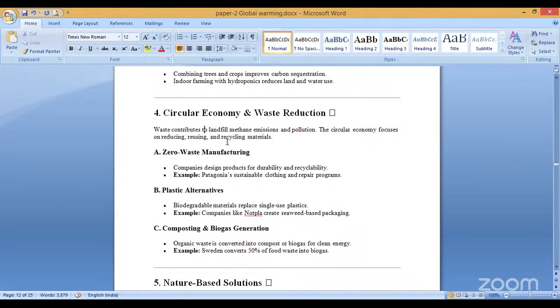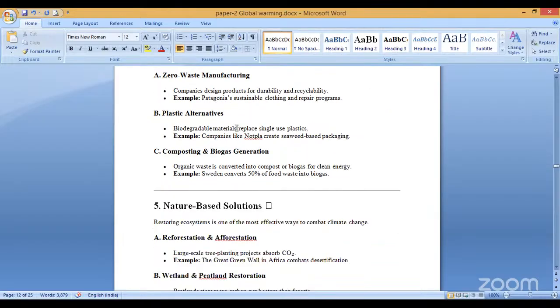And the fourth one is the circular economy: waste reduction, since waste contributes to landfill, methane emissions and pollution. The circular economy focuses on reducing and recycling materials. Zero waste manufacturing: companies design products for durability and recyclability. For example, Patagonia, sustainable clothing and repair programs. Plastic alternatives: biodegradable materials replace single-use plastics. Companies like Notpla create sewage backfill. That is a good thing.